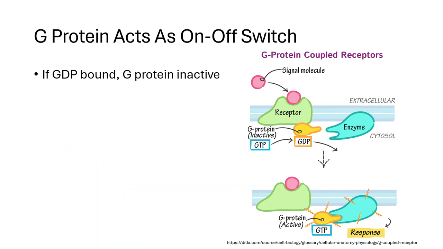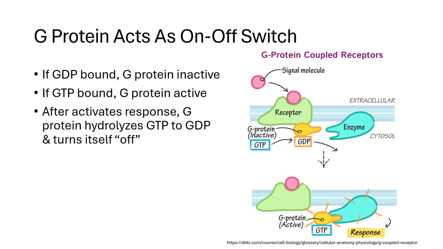Okay, so what ends up happening is this G protein is an on-off switch. If it has a GDP bound to it, it is inactive. You can think of it almost like the GDP is lower energy, so it's going to represent something turned off. If it has a GTP bound to it, the G protein is active. So you can think of it as higher energy, means the G protein is turned on.